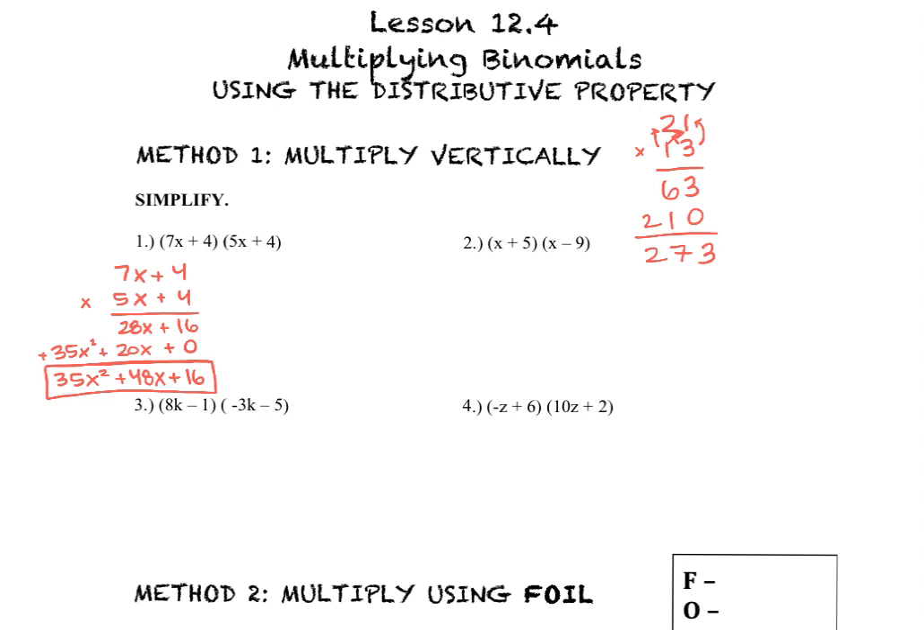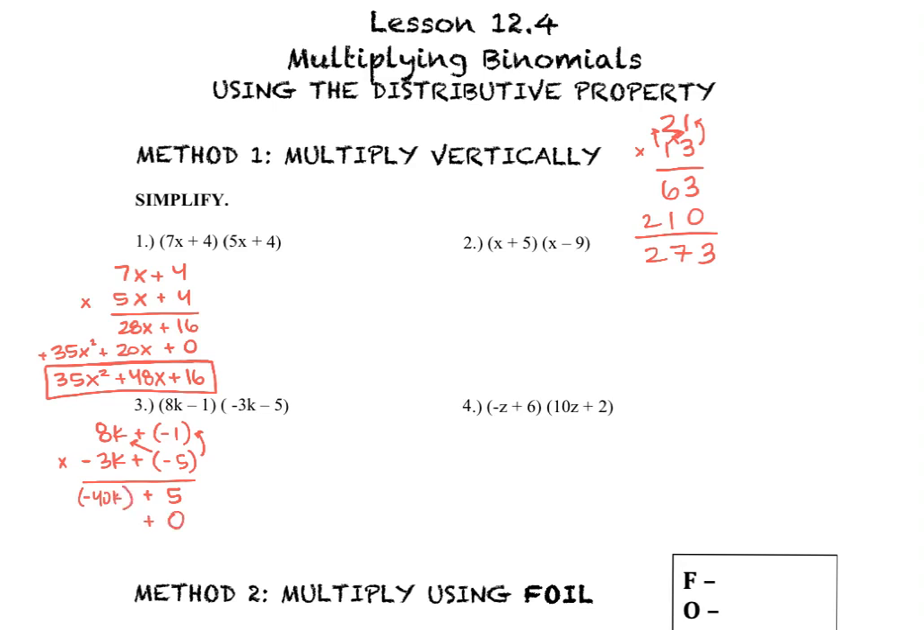I'm going to do number 3. So I have 8k, and I'm going to put this as plus -1 just so I don't lose those negative signs, and then negative 3k plus -5. All right, so I have -1 times -5, that's positive 5. Then I have, I'm doing the -5 times that, and then the -5 times the other term. So -5 times 8k is -40k.